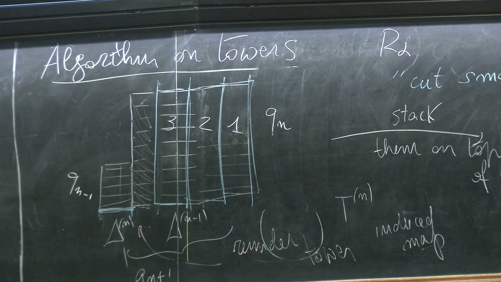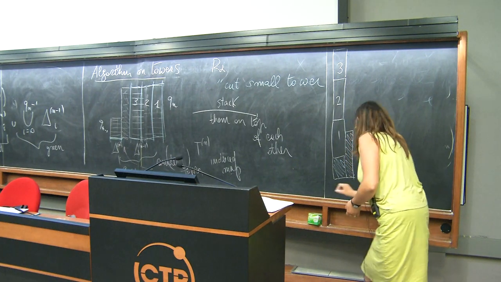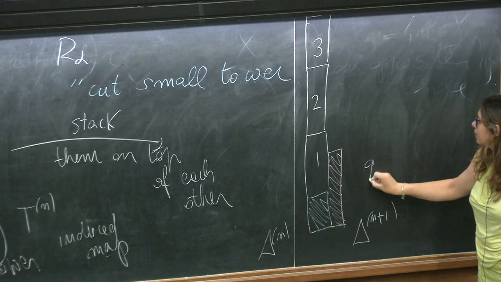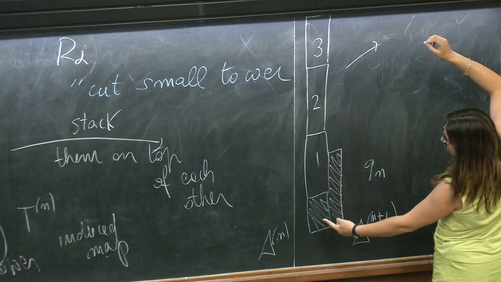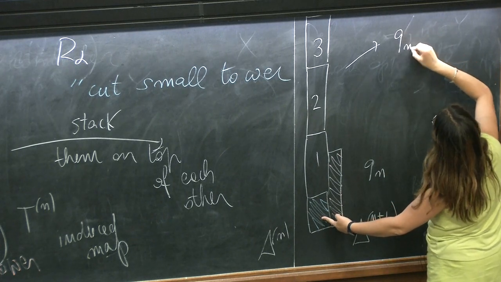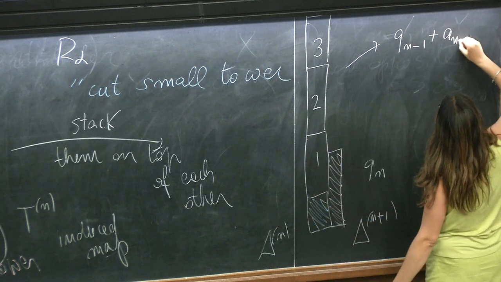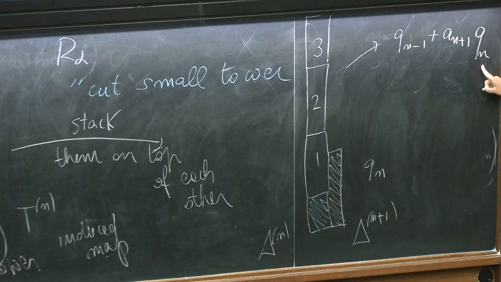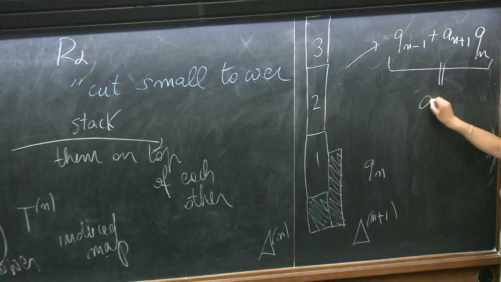Okay, so what is the new base and what is the new height? The new base is Q_{n+1} and Q_n. This height is the same that I had, it's still Q_n. What is the height of the big tower? The big tower has Q_{n-1}, which was the small tower, plus A_{n+1} times the big tower, which was Q_n. So what is Q_{n-1} plus A_{n+1} times Q_n? Everybody knows the continued fraction recursion. This is Q_{n+1}.